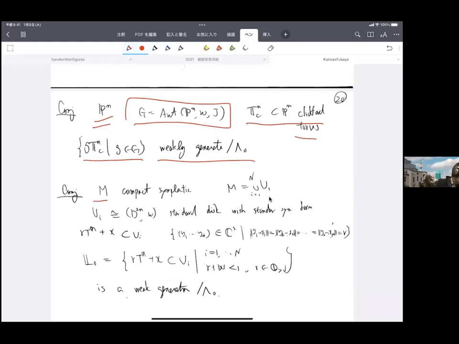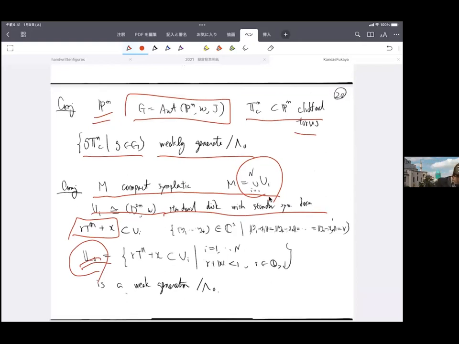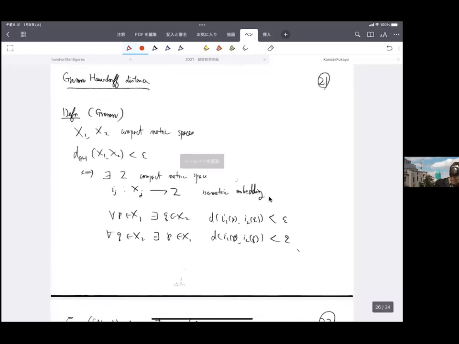Something I can expect is that for any compact symplectic manifold, you cover it by finitely many Darboux charts. And you take Clifford tori contained in a Darboux chart. This is still a finite dimensional family. And the conjecture is that this L0 is the generator. But this is harder to prove, and I cannot prove it. The argument I just explained is somewhat related to this kind of thing, but I don't know how to prove it.